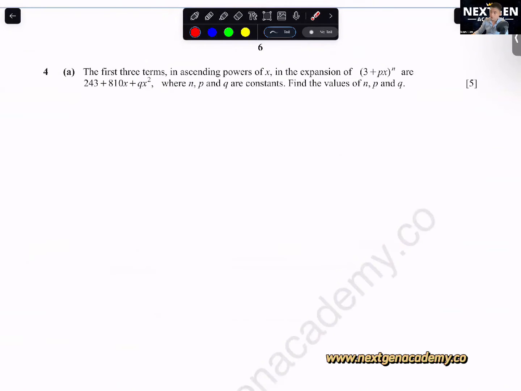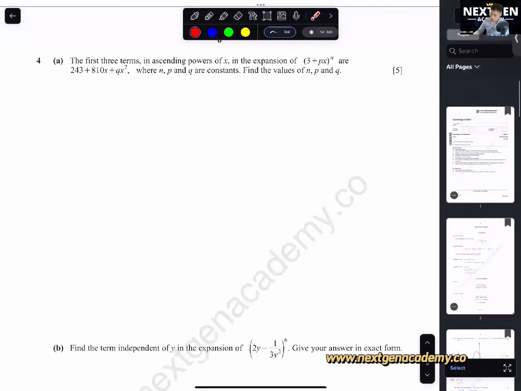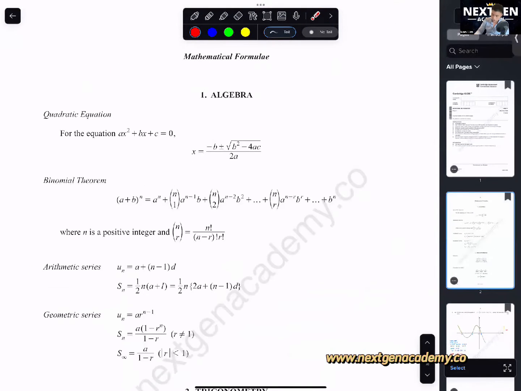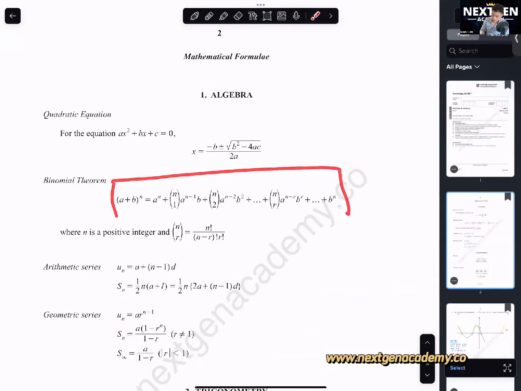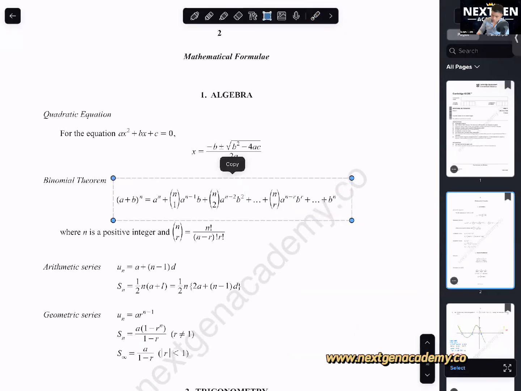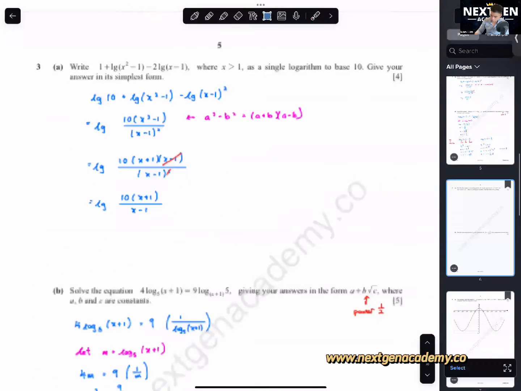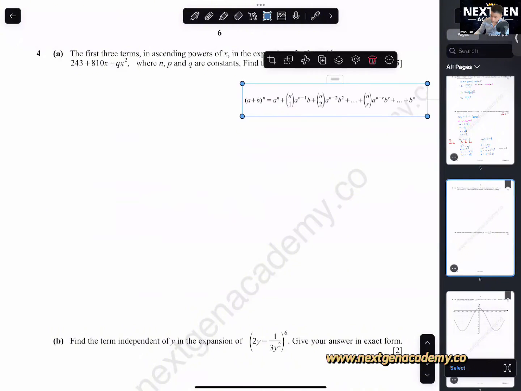Number 4. The first 3 terms in ascending powers of x in the expansion of (3 plus px) to the power of n are 243, 810x and qx squared, where n, p, q are constants. Find the value of n, p, and q. Okay, we need to know how to do this binomial expansion. If not sure how to do binomial expansion, you're going to go to your page 2. You're going to derive from this formula here. Okay, you all know how to use this formula or not? Okay, don't know, have to learn. If you don't know, you write down the formula first. You figure out from here.